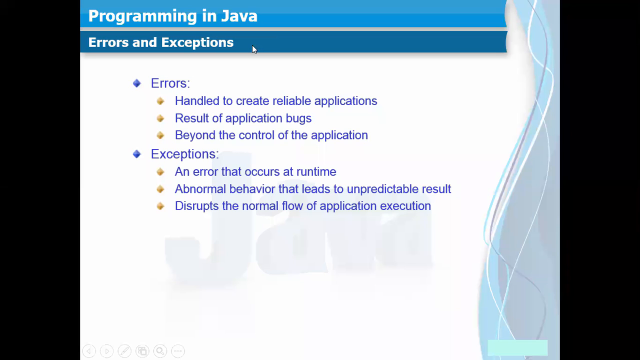Now check here. The errors are what need to be handled to create a reliable program. So you can handle the error. When the error appears, it results in the application bug. Bug means some kind of error that happens in your program. So when it appears, it is beyond the control of the application.